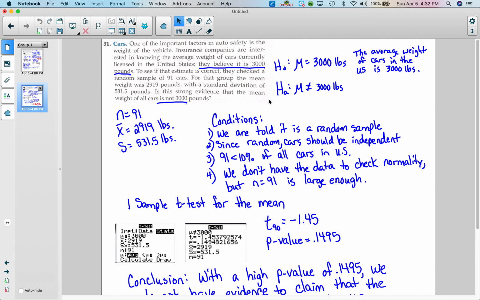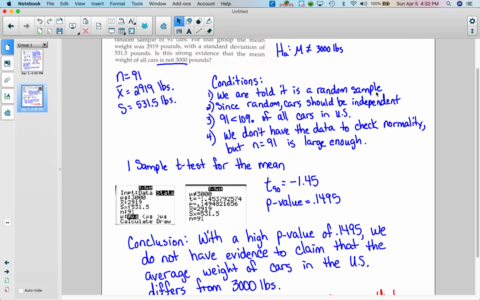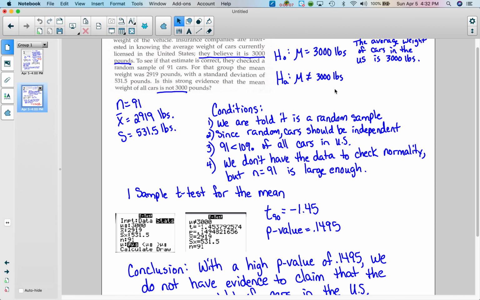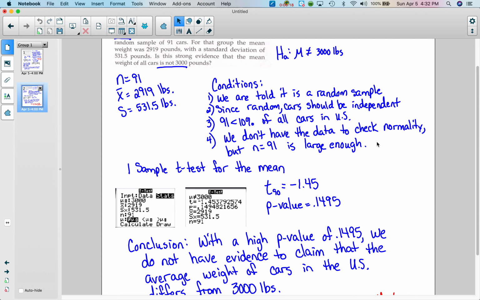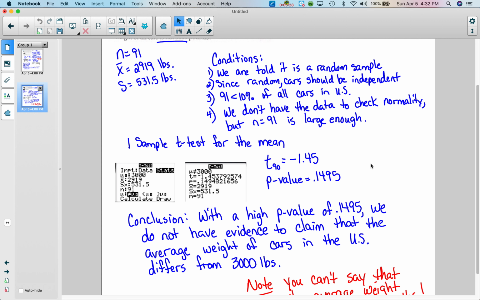They didn't say check my conditions, but you can't do a test without checking conditions. So I'm told it's a random sample. You can look back up there and see, random sample of 91 cars. Since it's random, the cars should be independent. 91 is definitely less than 10% of all cars in the US. Now, we don't have data to check the normality. I can't make a graph, but n equals 91 is large enough. Remember what we're allowed to do. That means the central limit theorem kicks in, and we're allowed to use an approximately normal model.